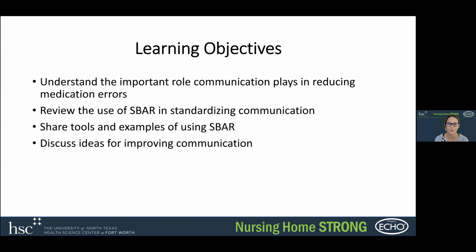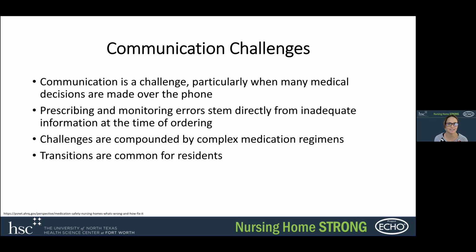We are going to review SBAR, which I know is not new to most of us, but we're going to review how to use it effectively as well. And I think there might be some key take-home messages there. We're also going to touch on some tools as well as approaches to make sure that our communication is effective. So let's go ahead and go to the next slide, please.